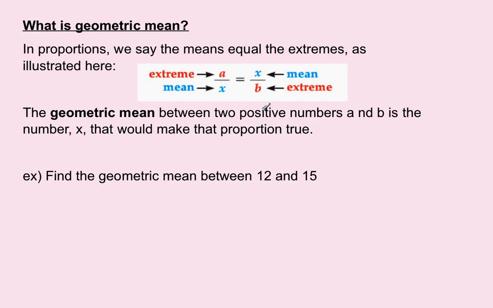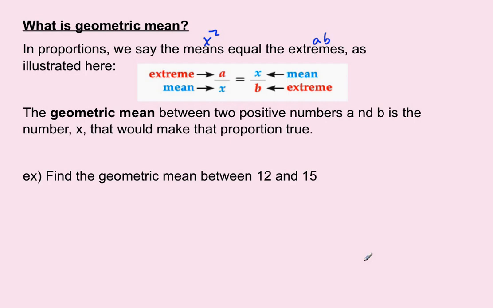We may or may not have discussed the vocabulary that goes along with that. The cross product that goes down and to the right is called the extremes of the proportion. And the cross product, those two numbers on the bottom left and the top right, are called the means. So when I say the means equal the extremes, all I'm saying is that the means would be x squared here, and the extremes would be ab. So just saying the products of those things are equal.